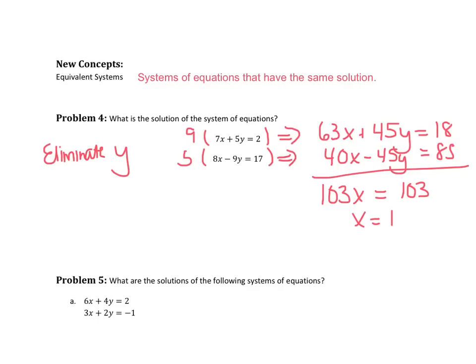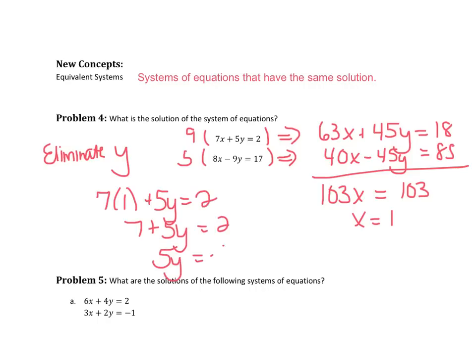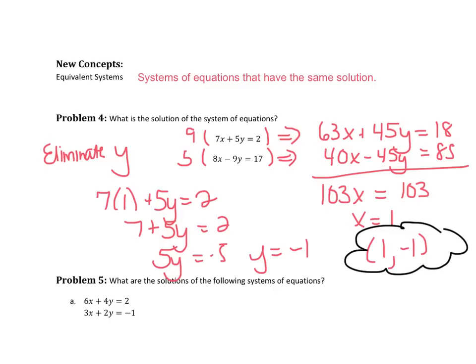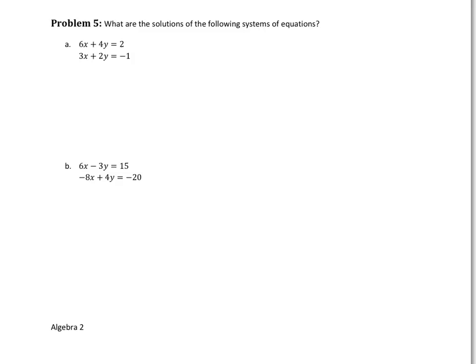Once you have x equals 1, we're going to plug 1 back into one of the original equations. I'm going to pick the first one, so I have 7 times 1 plus 5y equals 2. 7 plus 5y equals 2. 5y equals a negative 5. y equals negative 1. So in this instance, we came up with an ordered pair, (1, negative 1). Again, you want to check that. So in this case, we have one solution. Problem 5, however, we're going to see something kind of unique happen with both A and B, and we're going to look at that next.